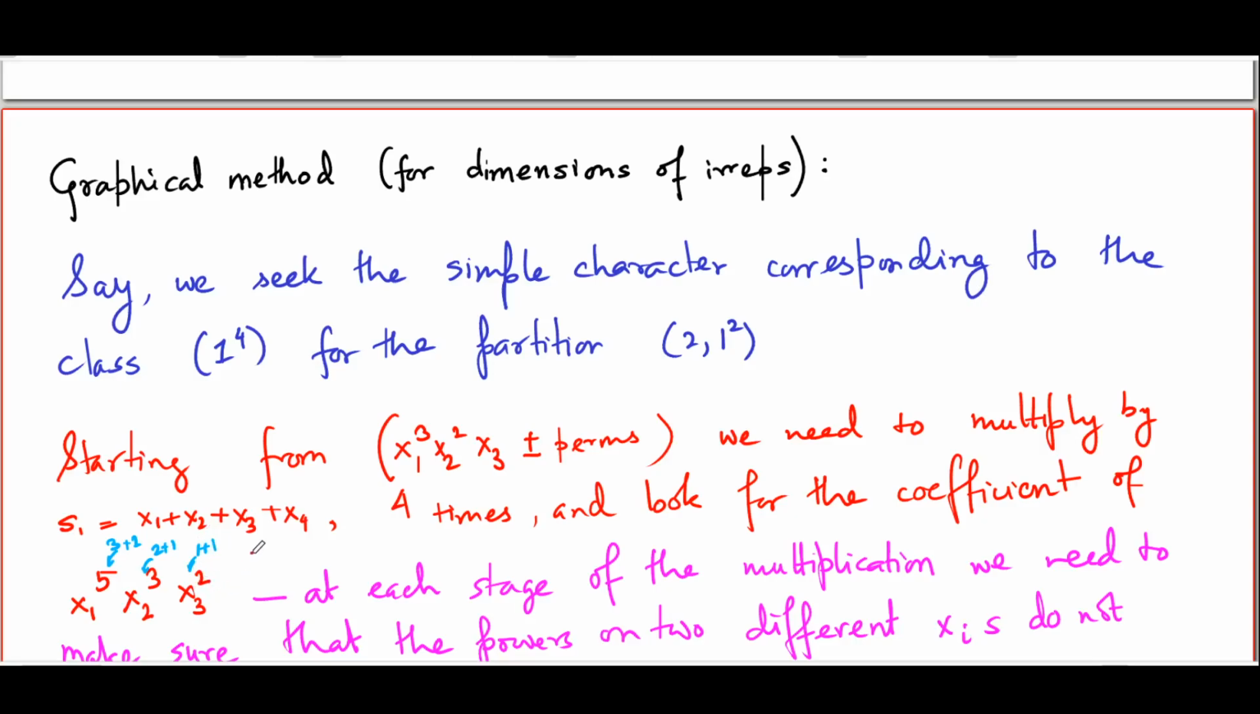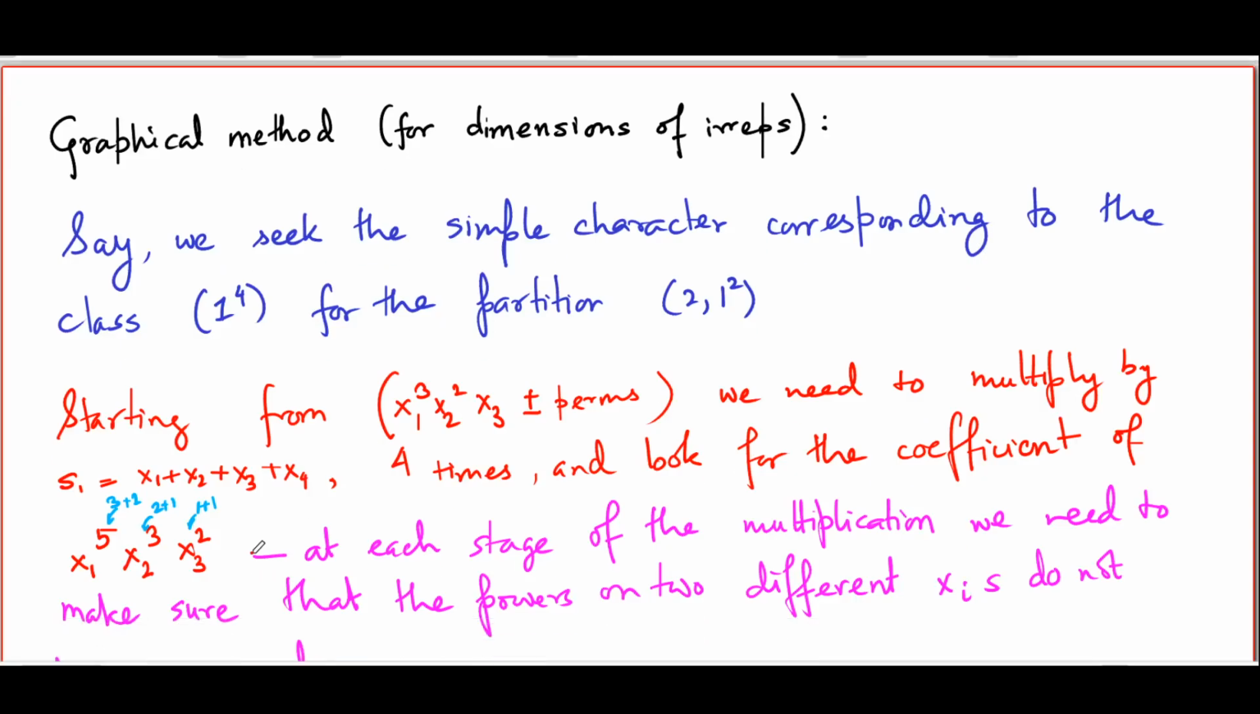Now at each stage of the multiplication, what we need to make sure is that the powers of two different xi's do not end up matching. Because as we have seen already, in any such case, the term will simply drop out.